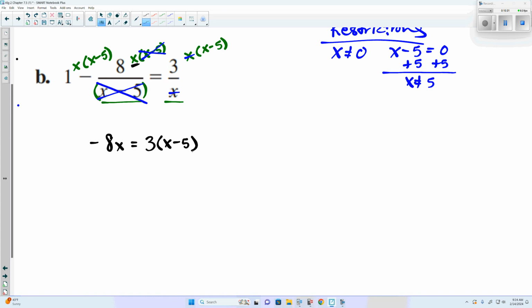Now we still have the 1. Well, 1 times x is x. And we also have our x minus 5. Questions on how that worked out? So some of it, we can look at the least common denominator and get that expression x times x minus 5. Or we can take it one term at a time.